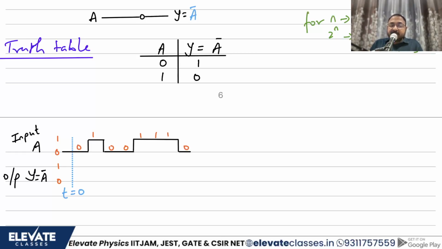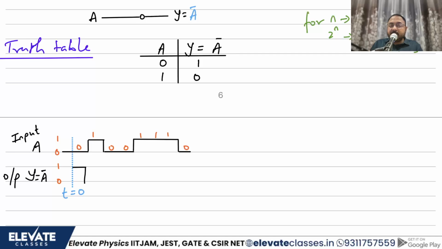This is the input. A is the input. I want to find out what will happen to A bar. So A bar will work something like this. Before t, what happens, I don't know. I'll just draw a line, or even if I don't draw a line, that's fine. What happens at t equal to 0 is important. At t equal to 0, this input is 0, so my output will be 1, right? I'm using a NOT gate.